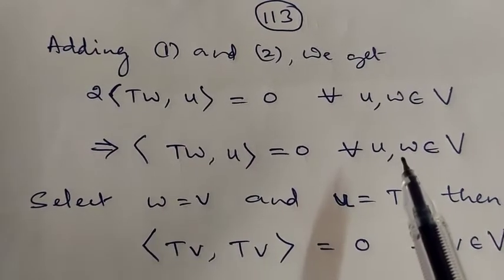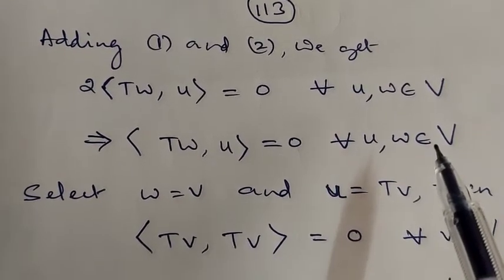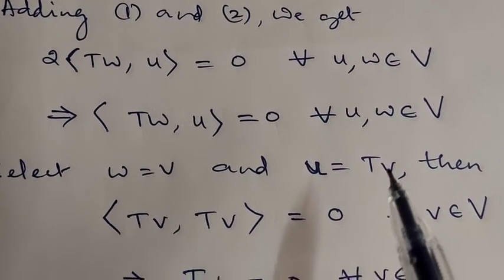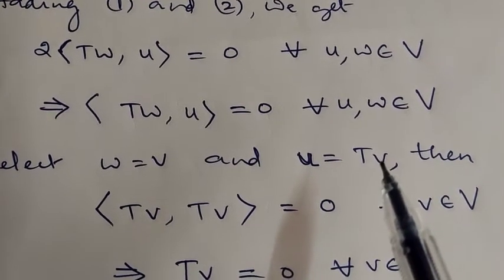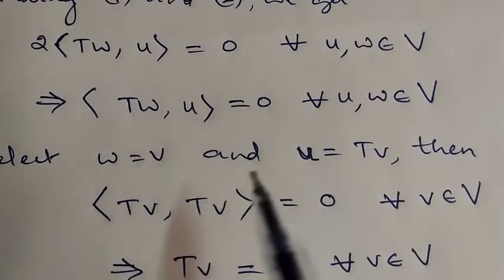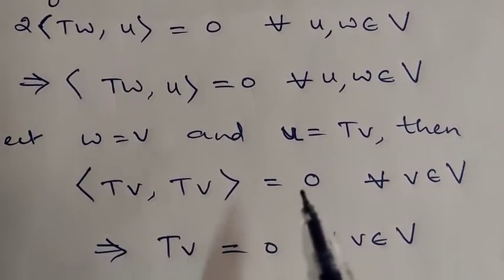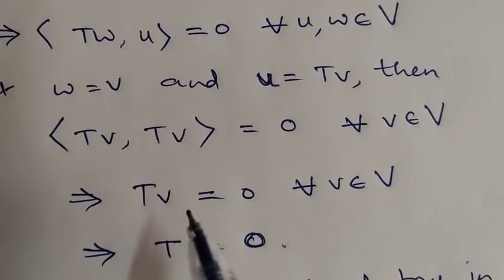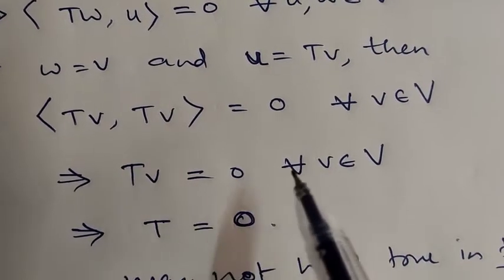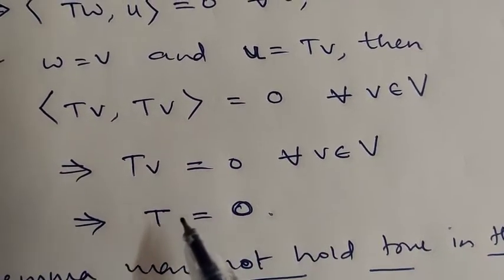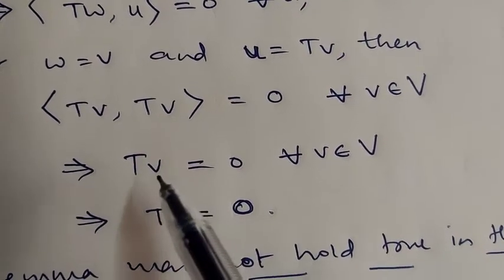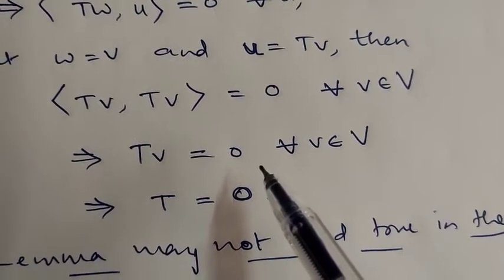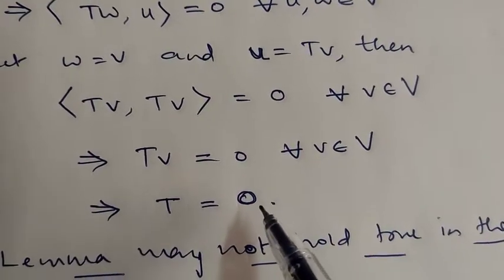Now this holds for every vectors u comma w belongs to V, meaning I can replace w by v itself and u by T of v, because T of v is an element of V, since T is a mapping from V to V. Therefore, the inner product of T of v comma T of v is 0 for every v belongs to V. Now the inner product of T of v comma T of v is 0 means T of v itself is 0, for every v belongs to V. So T is 0, because 0 is the only transformation which carries every vector to 0. Thus we have proved that the inner product of T of v comma v is 0 implies T itself is 0.